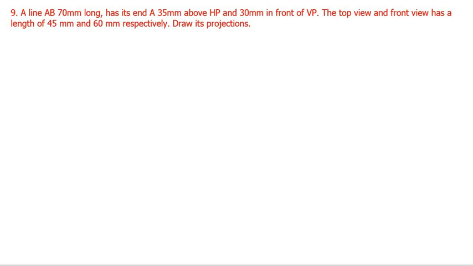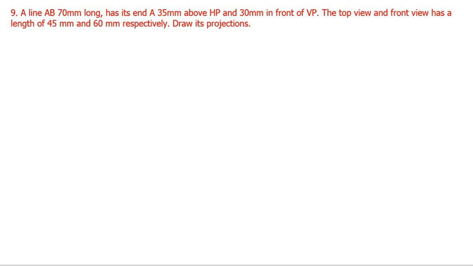Dear students, in today's class we are going to see a typical example on projection of straight lines. This is the example we are going to take. A line AB 70 mm long has its end A 35 mm above HP and 30 mm in front of VP. The top view and front view has a length of 45 mm and 60 mm respectively. Draw its projections. So this is the example we are going to take.